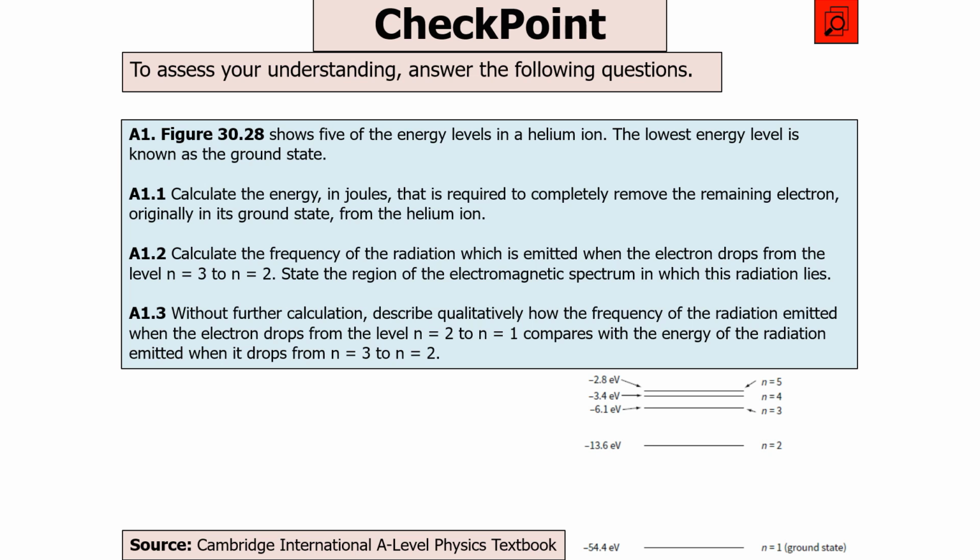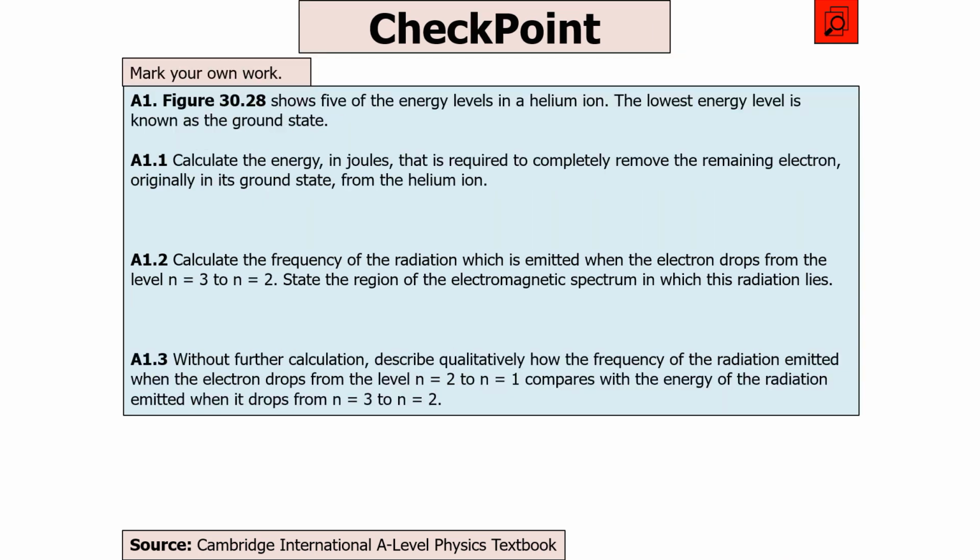State the region of the spectrum in which the radiation lies, and then without further calculation describe qualitatively how the frequency of radiation emitted when the electron drops from n equals 2 to n equals 1 compares with that of the radiation emitted when it drops from 3 to 2. So pause the video now, then unpause the video when you want to go through your answer.